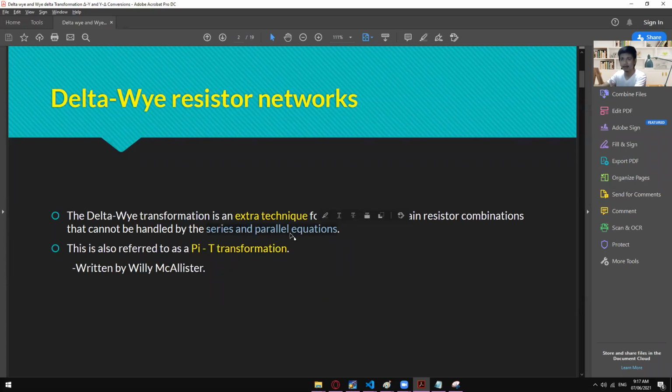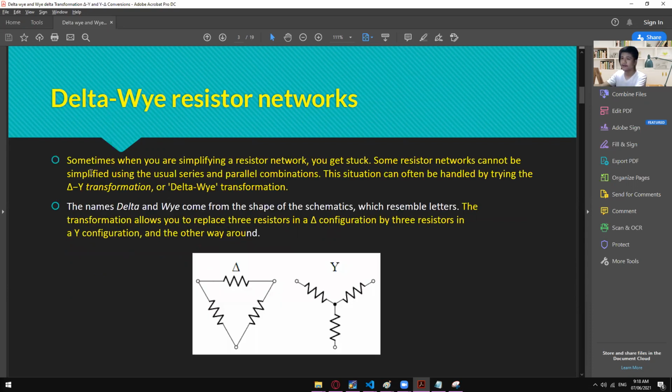So you need another approach to get the correct computation on that one. So introducing the delta to y transformation. Sometimes they also call this one pi to t transformation, but mostly we call it delta to y. This was written by Willie McAllister. Sometimes when you are simplifying a resistor network, you get stuck.